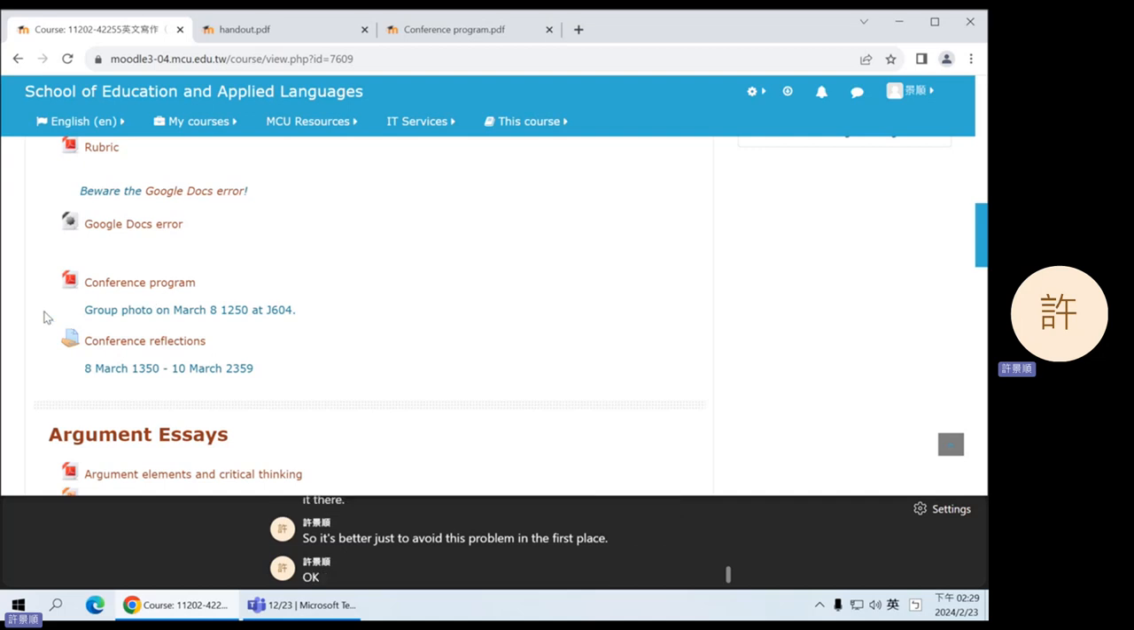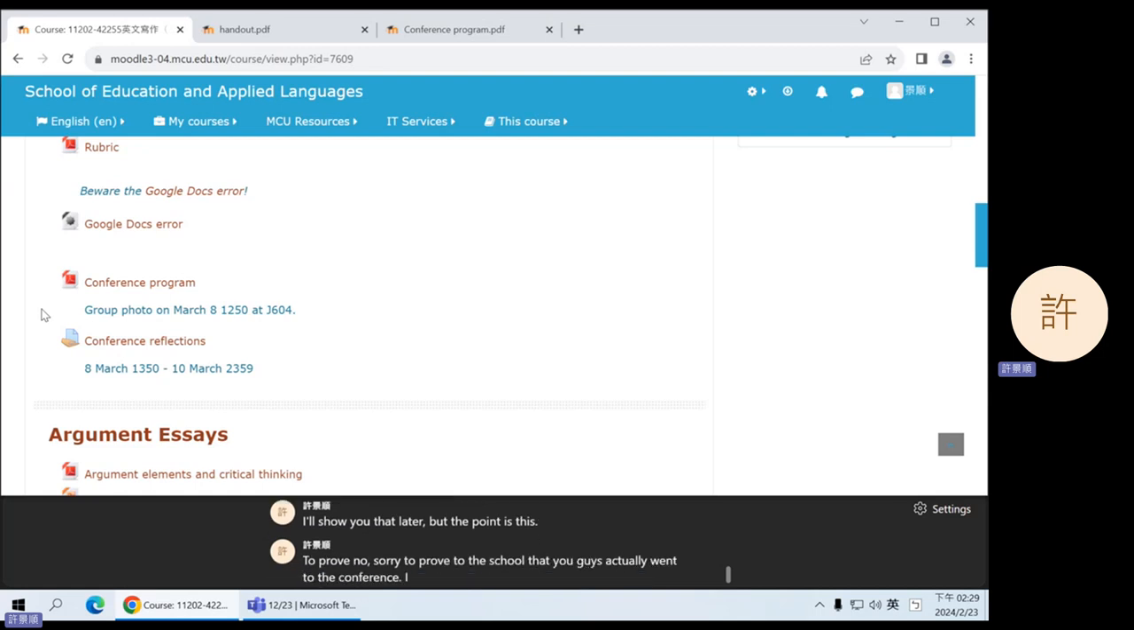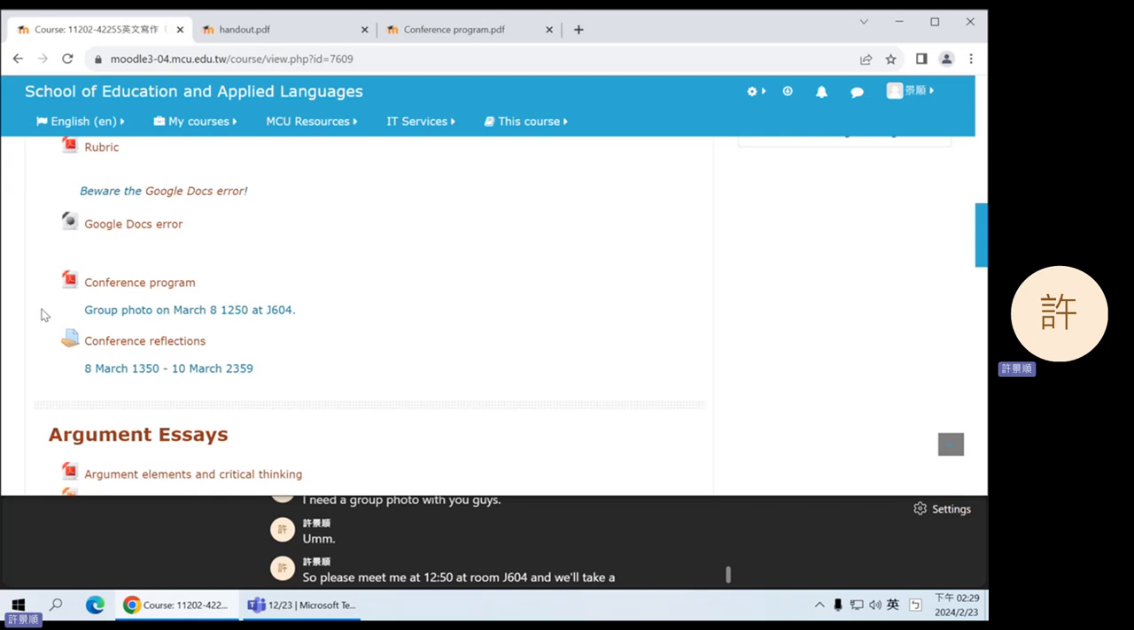Okay, now I mentioned March 8th is a field trip to the international conference. Here is the conference program. A program means schedule. I'll show you that later. But the point is this: to prove to the school that you guys actually went to the conference, I need a group photo with you guys. So please meet me at 12:50 at room J604. And we'll take a group photo.